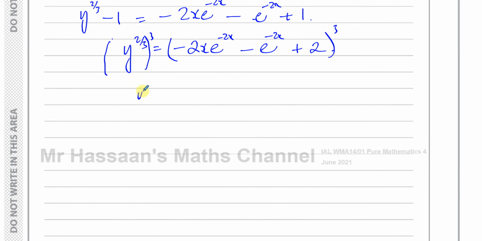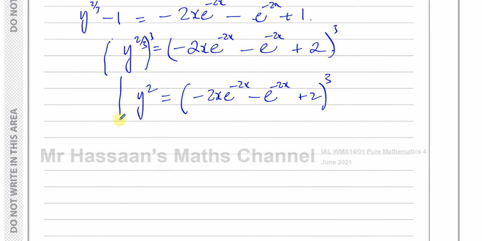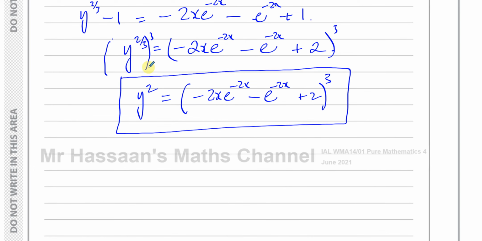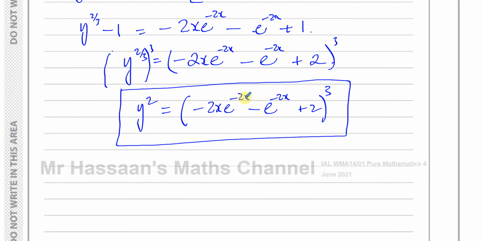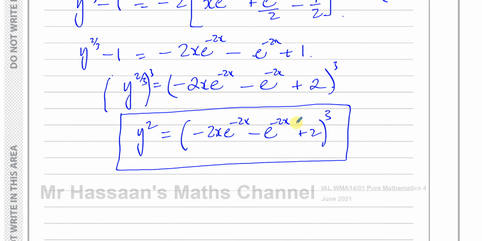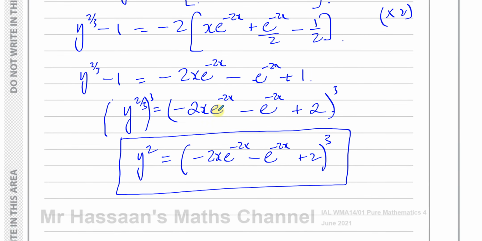So this will give me y squared equals minus 2x e to the power of minus 2x minus e to the power of minus 2x plus 2, all to the power of 3. And there is the answer to part A of question 8 from this exam. So we have to express it as y squared equals some function of x, and that's exactly what we've done.